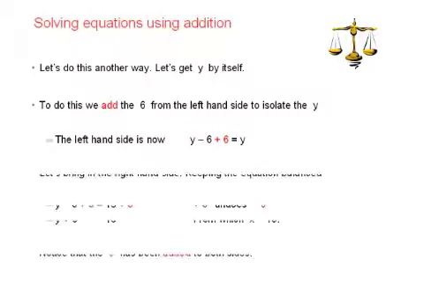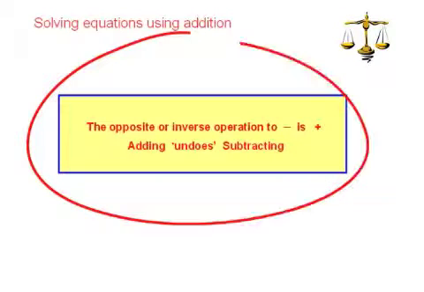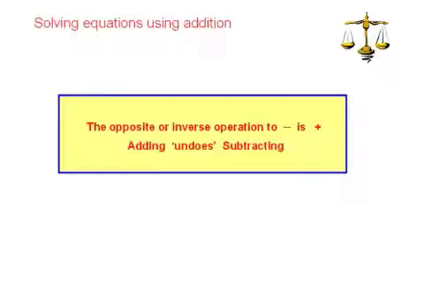That's the left-hand side. What about the right-hand side? Well, what we do to one side, we do to the other. So y minus 6 plus 6 is equal to 13 plus 6. Notice plus 6 undoes minus 6. In other words, y is equal to 19. Notice again that the 6 has been added to both sides. So the rule here is that the opposite or inverse operation to minus is plus. In other words, adding undoes subtracting.